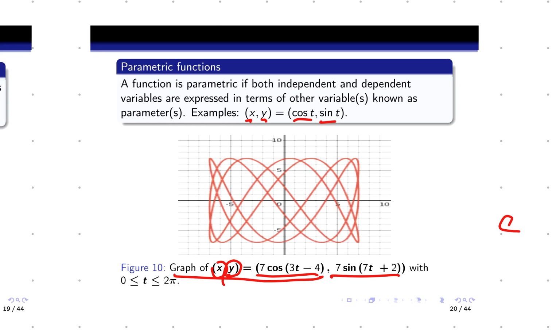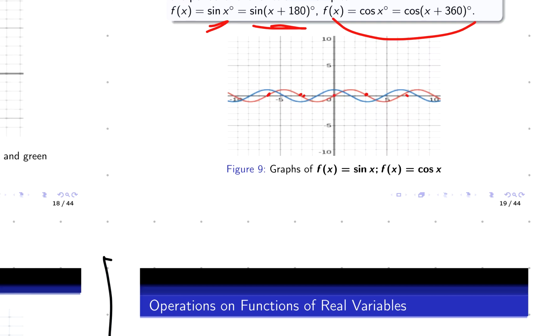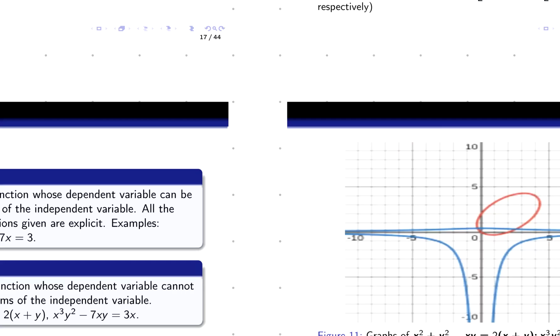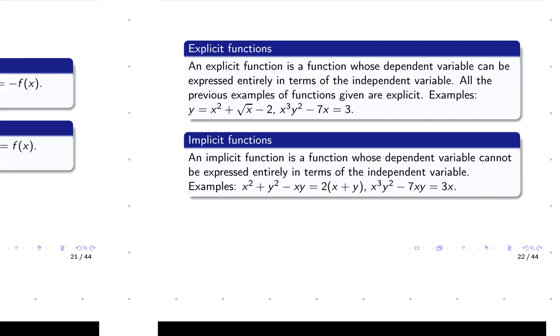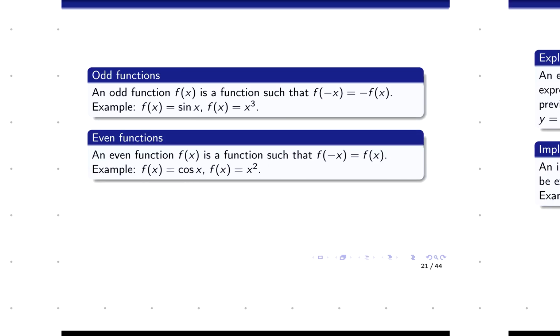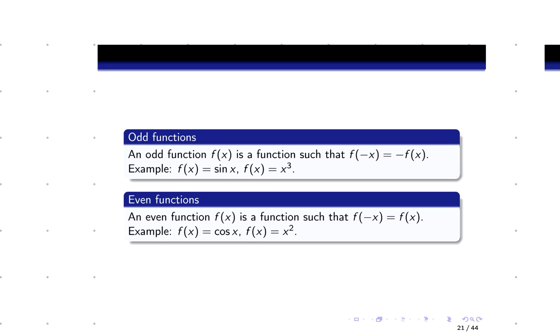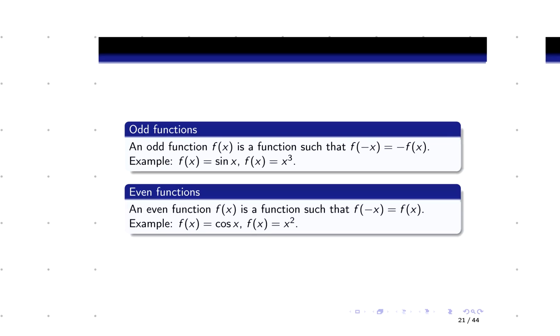So what I've been doing so far is just to introduce you to the whole idea of functions, because when we talk about calculus, whatever we'll be doing will be based on these functions. So you need to know the different types of functions we have. So let's talk about odd and even functions. An odd function f of x is a function such that f of minus x is equal to minus f of x. Now, what does this mean?